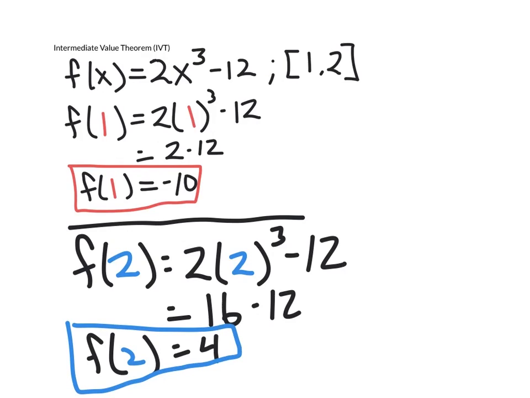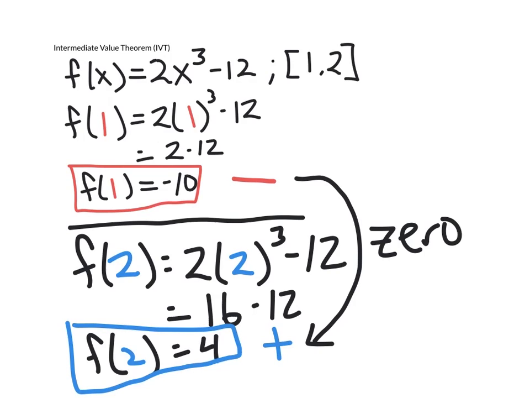And what I want you to recognize here is that the sign on f of 1 is negative, and the sign of f of 2 is positive, and therefore when we pass from negative to positive, you must have a 0 in between. That is what the intermediate value theorem guarantees.